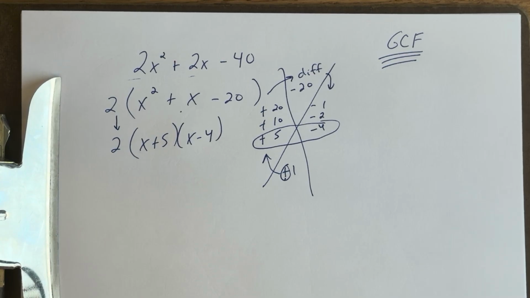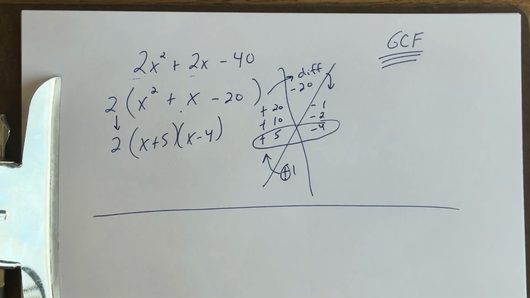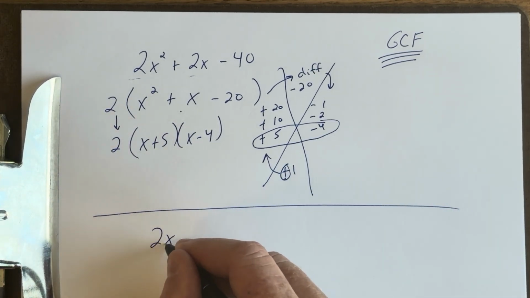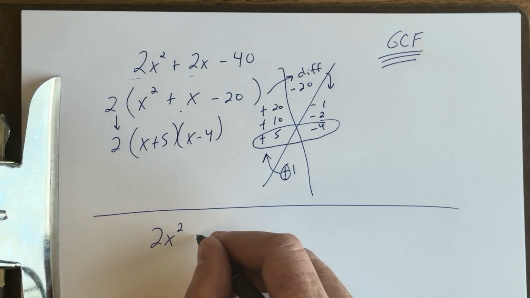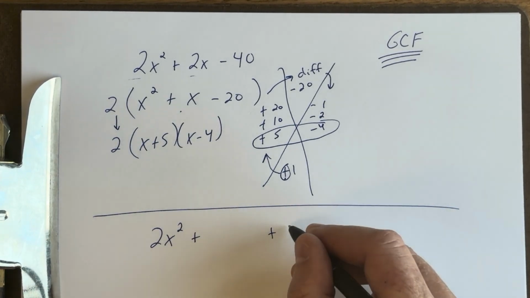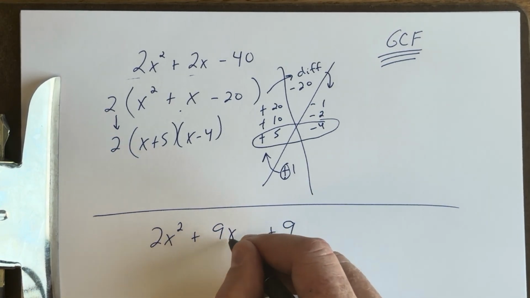Hope that's okay. All right, let's do another one. You're going to have one that looks like this, number 5. You're going to have one that looks like 2x squared plus, sorry, I'm trying to do the math in my head. This is not easy to do. 9 plus 9x. So let's do this, okay?